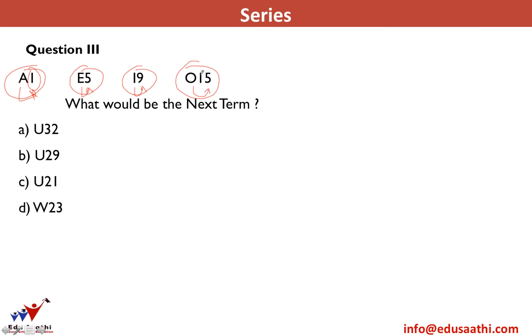So I definitely know that I just need to find out the alphabet which will lie here and then its corresponding number. So I look at the alphabets only. I have A, E, I and O. These are all vowels. The only vowel left out is U and its place is 21 in the series. So U21 is the answer.